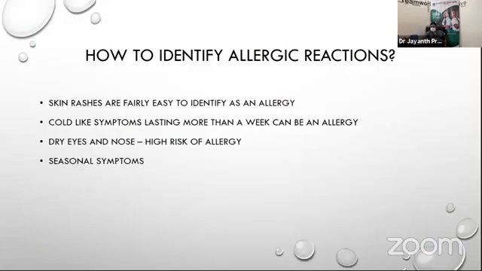So, how are we going to identify allergic reactions? Whenever there is a skin rash, it is fairly easy to identify that this is an allergy. But some people who have cold-like symptoms, recurrent sneezing, coughing, throat irritation, and if it is lasting more than a week, it could be an allergy. You should consult your doctor to confirm it. And people who have recurrent dry eyes and dry nose, that is also a sign of allergy. So they are at high risk of contracting allergies frequently. Then people who get symptoms seasonally, that is every winter you get allergy, that is due to allergy again.